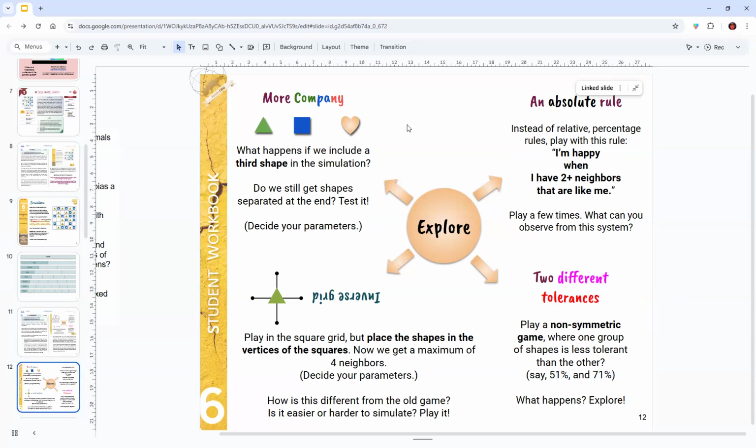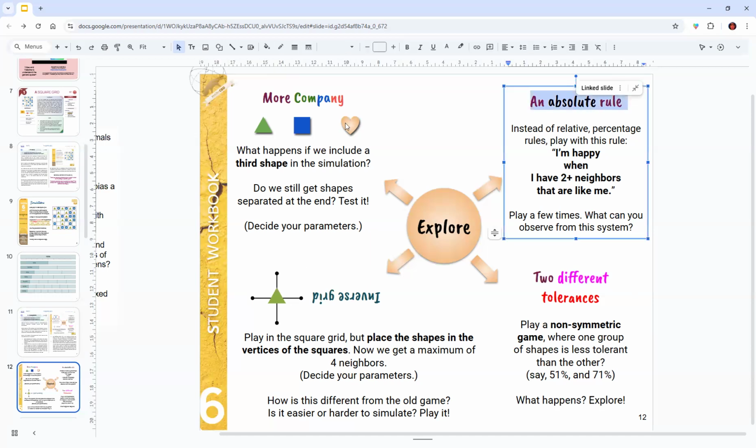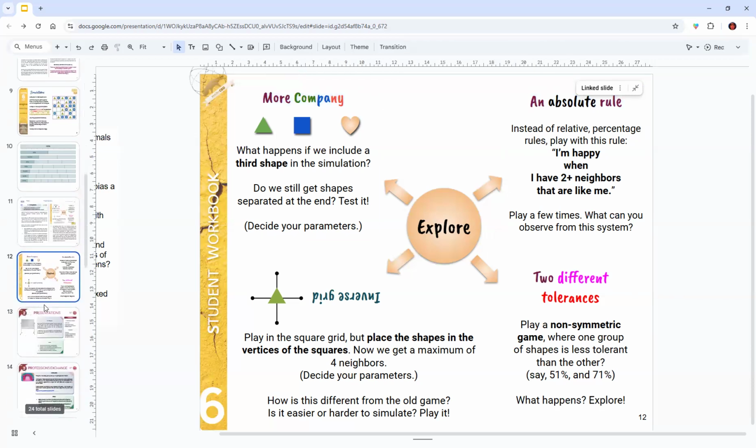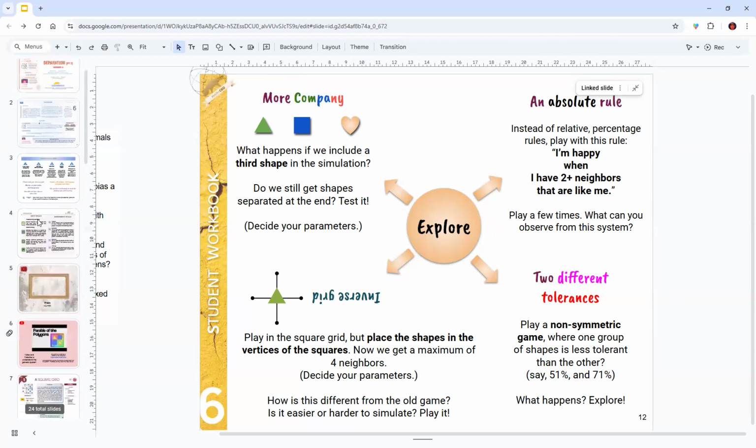Students could come up with another exploration, but make sure that it's well-defined and it leads to some testing, that it's not too vague. Or they could even mix. For example, they could mix more company along with the inverse grid to see what happens, or they could mix absolute rule together with more company and try to see what happens. So that's part 1.